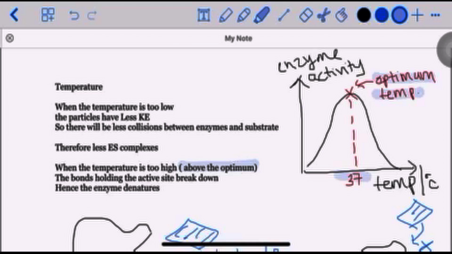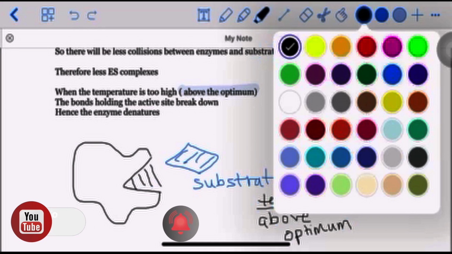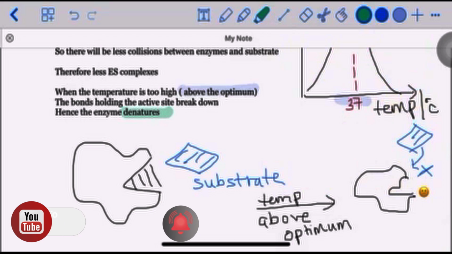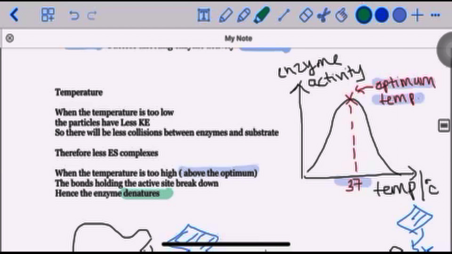When the temperature is too high, when it is above the optimum, when it is taken out from its comfort zone, the bonds that are holding the active site are going to be broken down. And that is going to denature the shape of the active site, so the substrate can no longer fit in. So we say the enzyme actually denatures, and that is a very important word. The enzyme denatures. Then we have this particular graph, which is very important, a bell-shaped curve where you can see the enzyme activity going down.